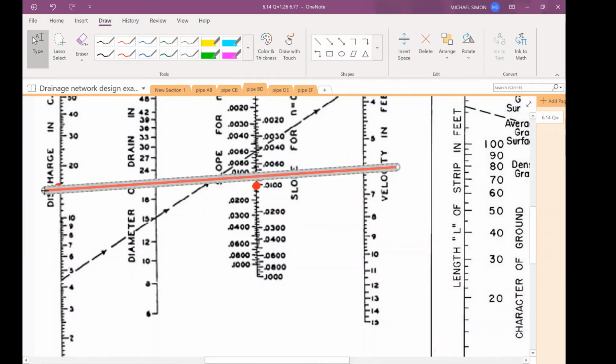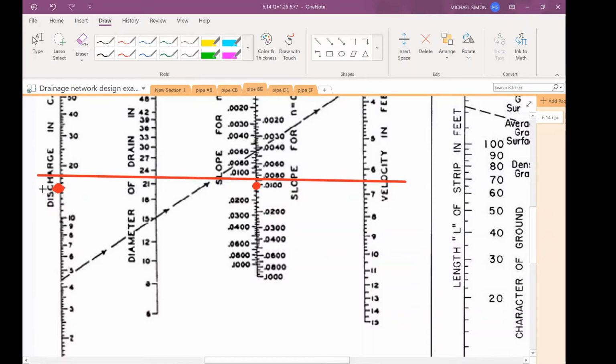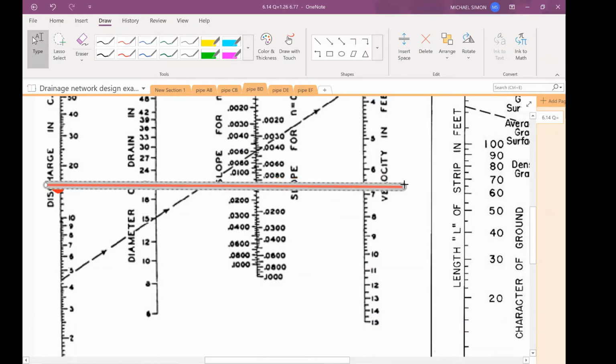All right, so let's see, keep slope at 1%. I shouldn't put those dots on there, they're too big. I won't do that again. And 21. I think we're good there.